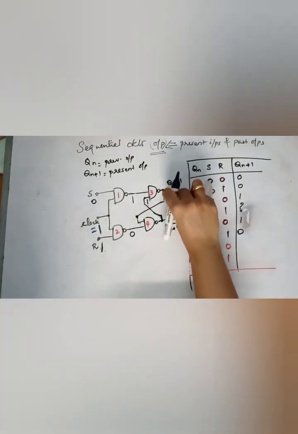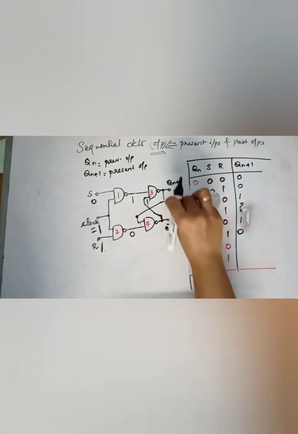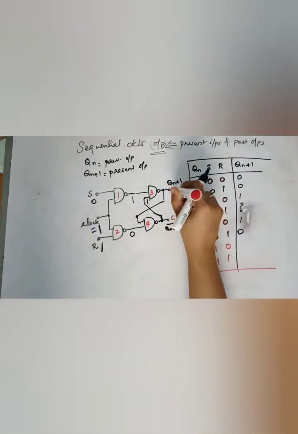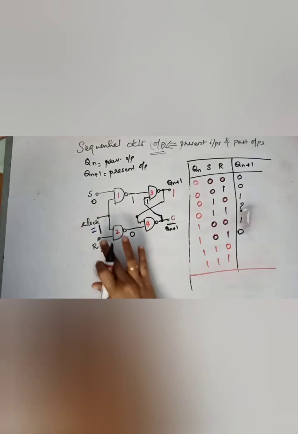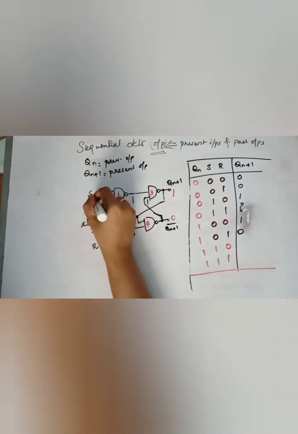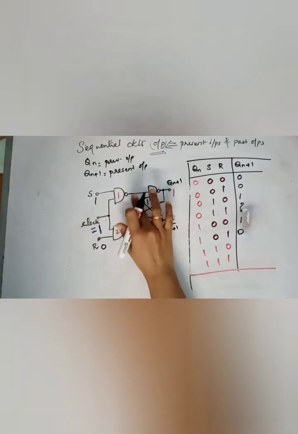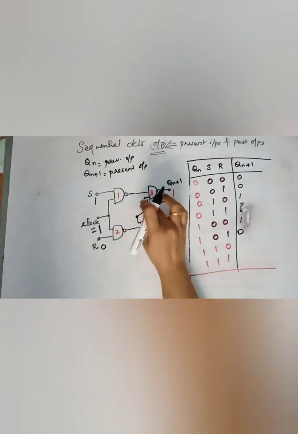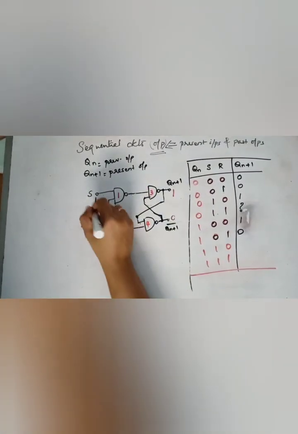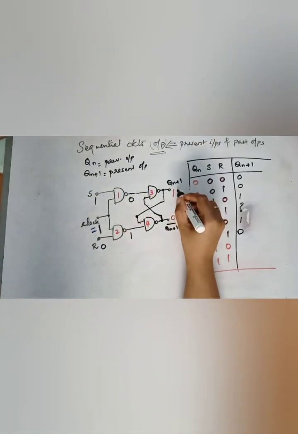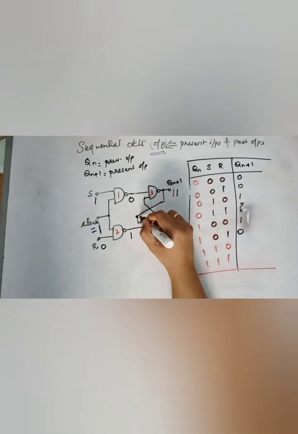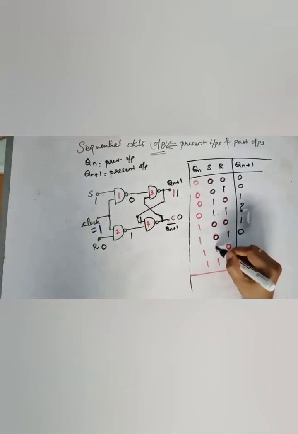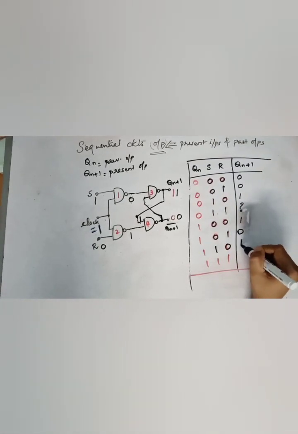Next is this is 1, this is 0. So this is 1 and this is 0. Since this is 0, you can automatically write the output as 1. That new 1 comes here. 1, 1 is 0. So here it is 1.